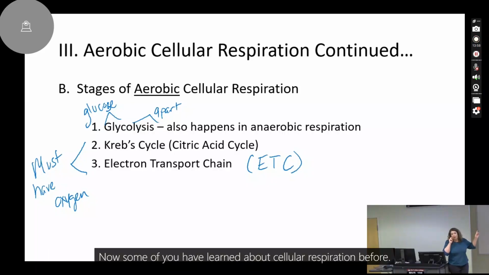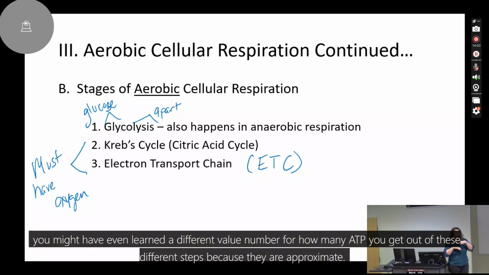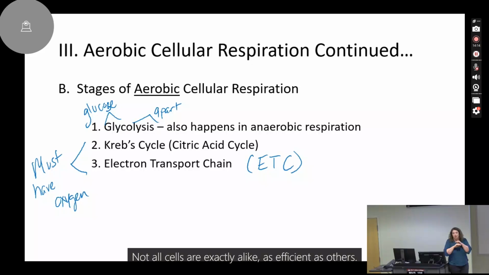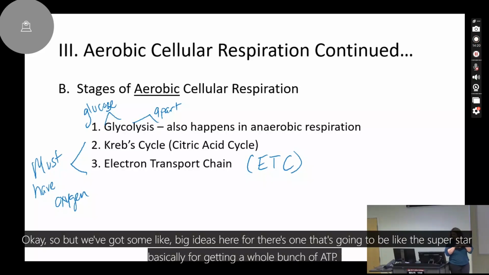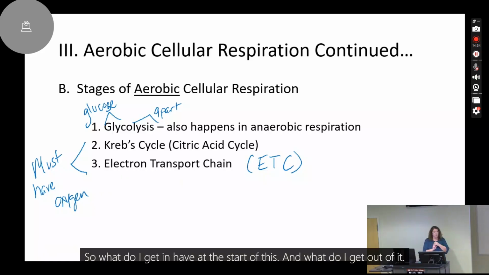Now, some of you have learned about cellular respiration before, and to be fair, you might have even learned a different number for how many ATP you get out of these different steps, because they are approximate. Not all cells are exactly as efficient as others, okay? But we've got some big ideas here, and there's one that's going to be the superstar for getting a whole bunch of ATP. So I'm going to go through each of these three steps and I want you to just focus on the inputs and outputs. So what do I have at the start of this and what do I get out of it?